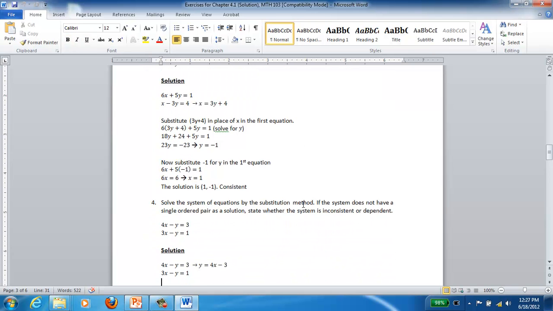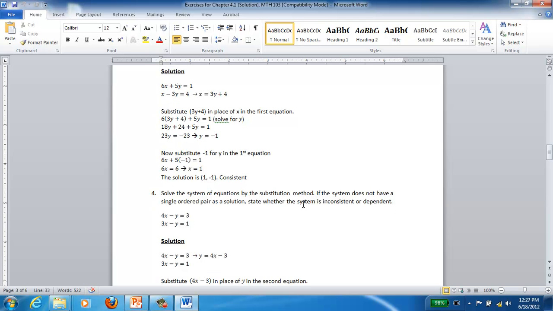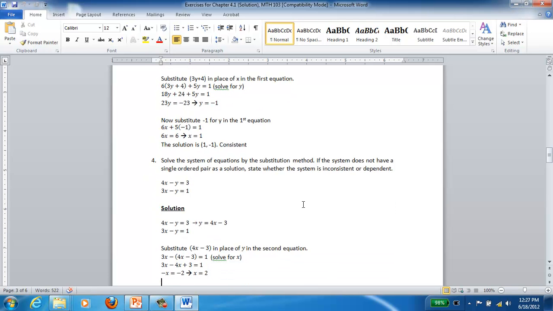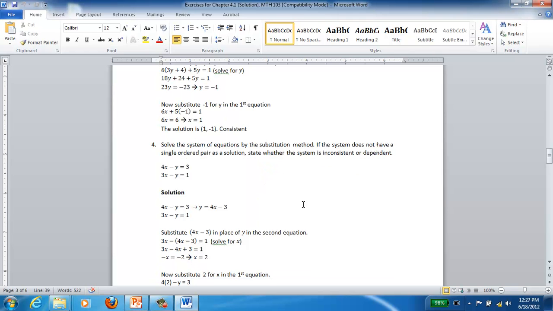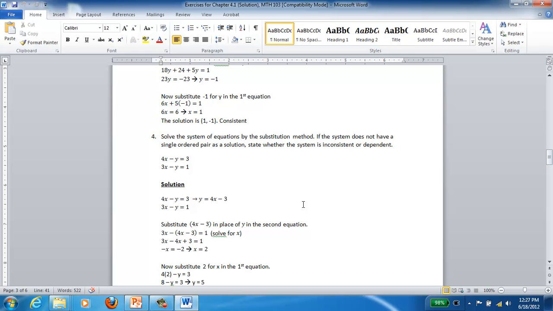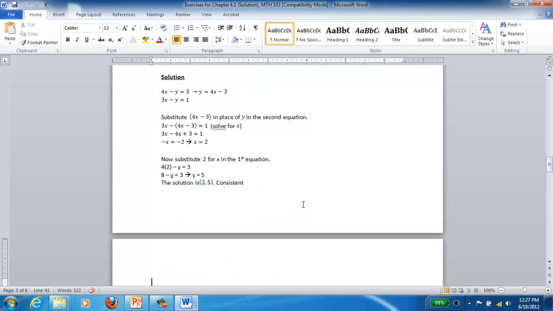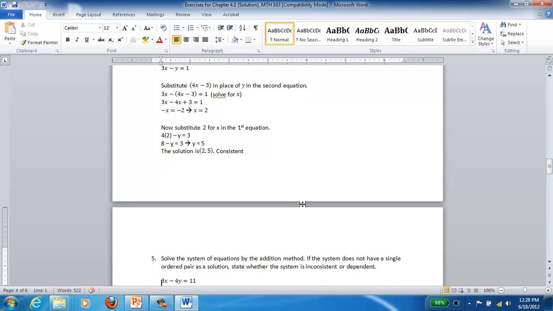Next example. Solve the system of equations by substitution. Again, 4x minus y equals 3 and 3x minus y equals 1. Take the first equation, solve for y, and substitute that into the second equation. Simplifying and solving for y, we get y equals 5. If we take y equals 5 and substitute that into the second equation, we get x is equal to 2. Therefore, the solution to the system is the point 2, 5. Again, a consistent system.